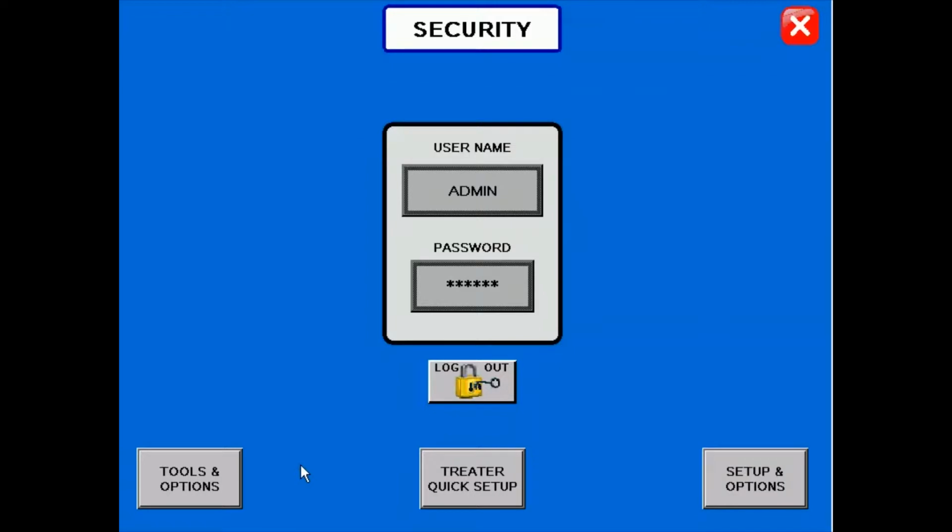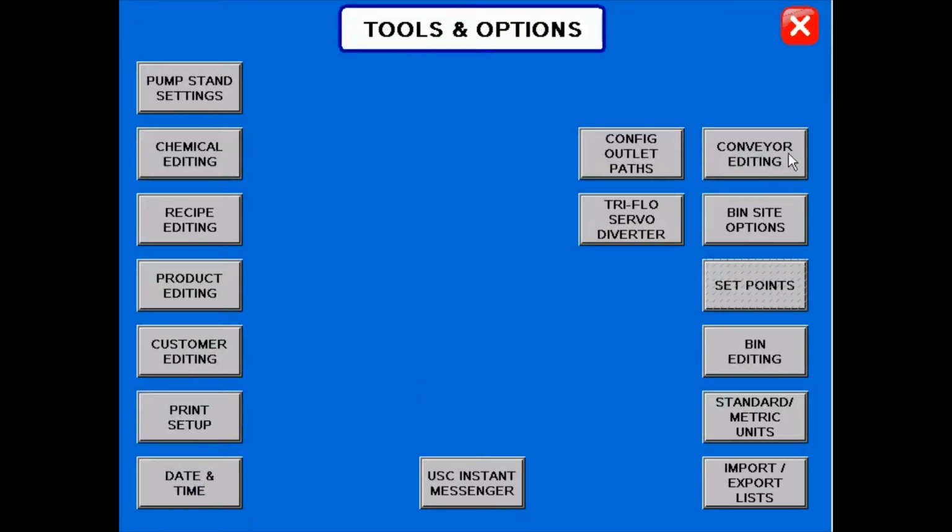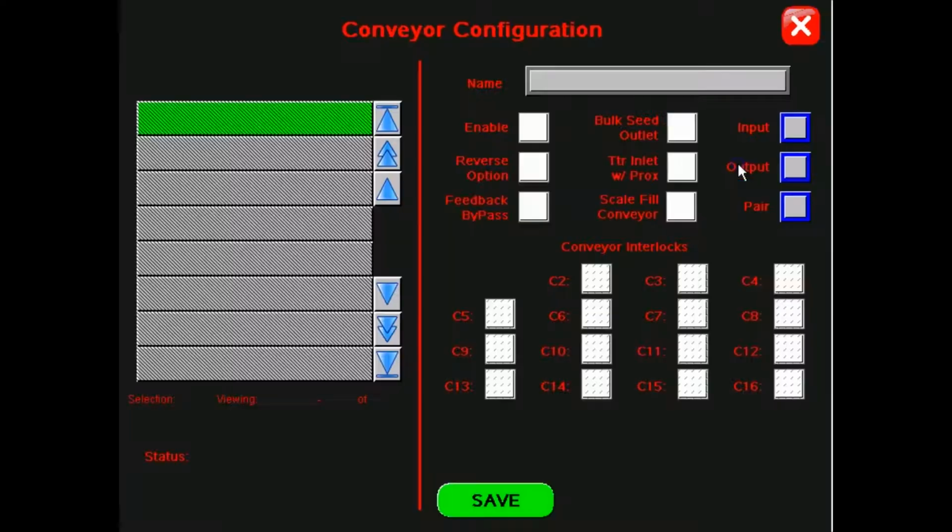The next thing we are going to do is set up our conveyors. That's going to be under Tools and Options, and then Conveyor Editing.